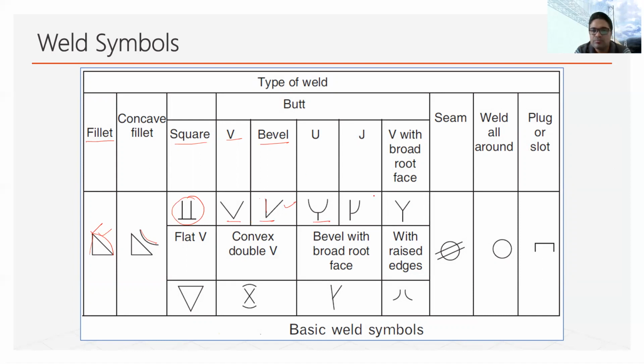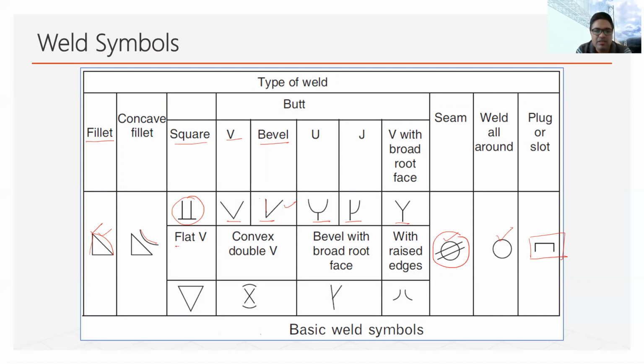Similarly, single U, J, and V with broad root faces. Seam, this seam is generally used in the lap joint. If there are two or more members to be joined using the lap joint, then we join those two or three members all together. So in that case, we use this symbol. Similarly, if we have to weld all around the member, in that case, we simply make this circle. In case of plug or slot weld, this is the symbol for the plug and slot weld.